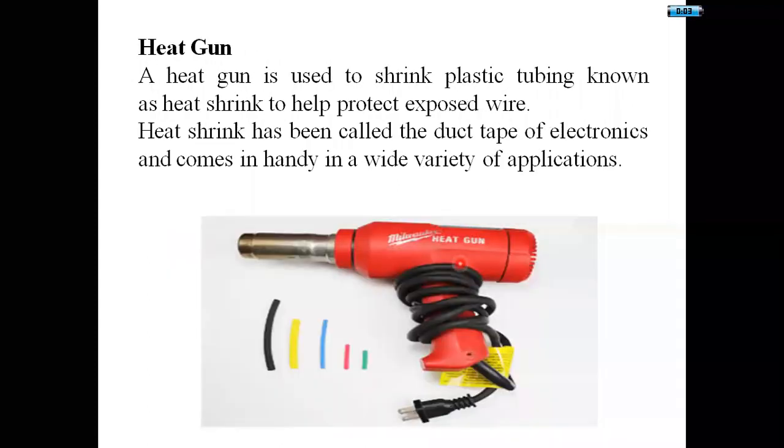This is the heat gun. This heat gun is used to shrink plastic tubing known as heat shrink to help protect exposed wire. Heat shrink has been called the duct tape of electronics and comes in handy in a wide variety of applications. There are also glue sticks available like this heat gun. Glue sticks act as some insulator. We can protect the component, and the user can be protected by the glue sticks also.